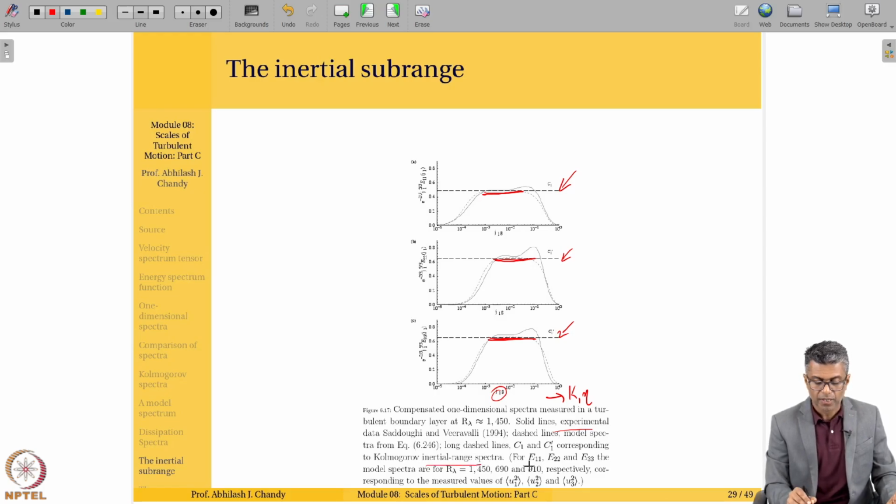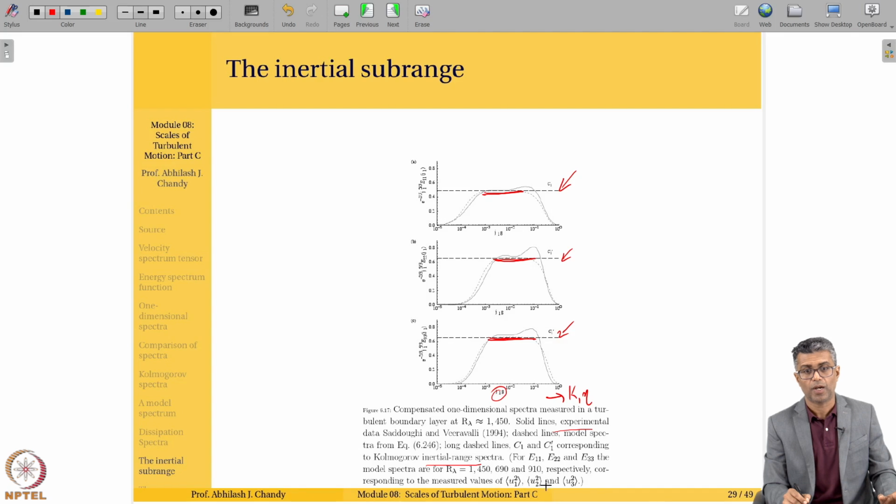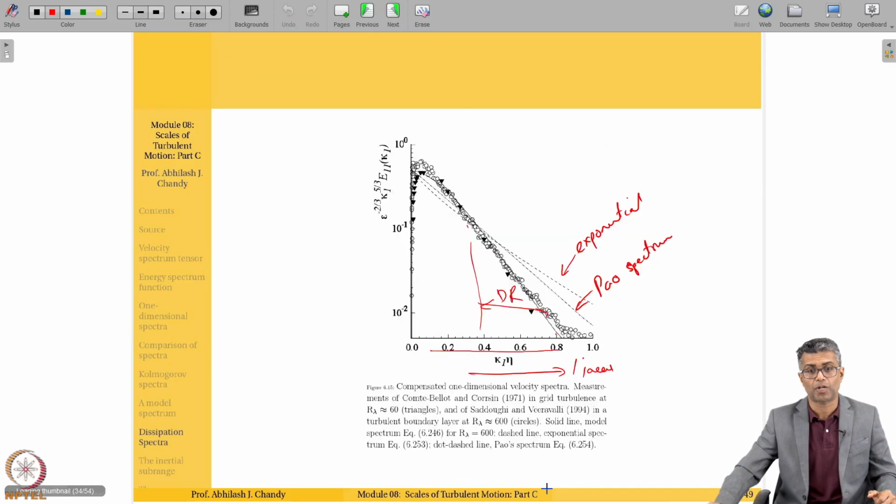And here the E11, E22 and E33 are the model spectra for R lambda equals 1450, 690 and 910 respectively, corresponding to the measured values of U1 squared, U2 squared and U3 squared. Okay, so I have the model spectra plotted, I have experimental data, and I have a straight line showing the value of those constants. Which constants am I talking about?